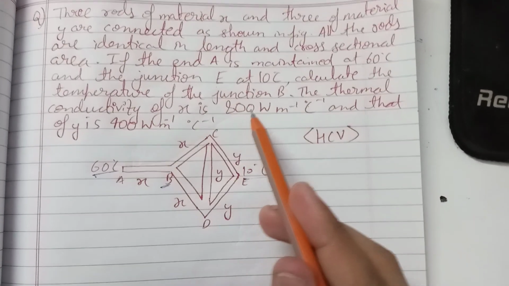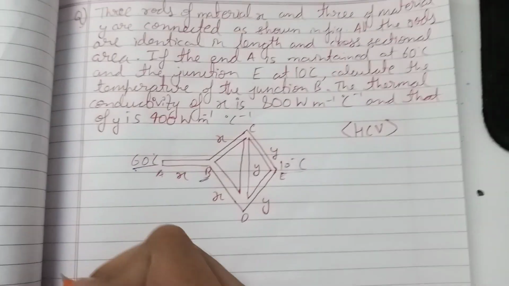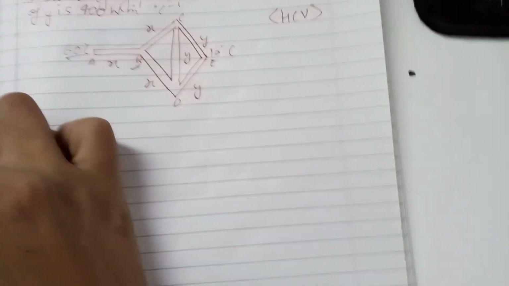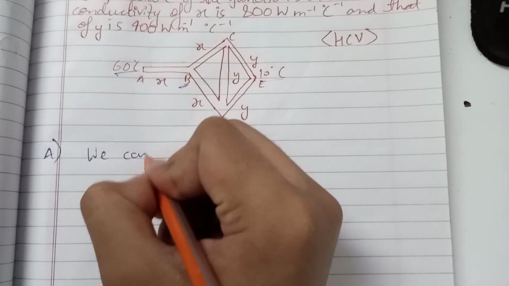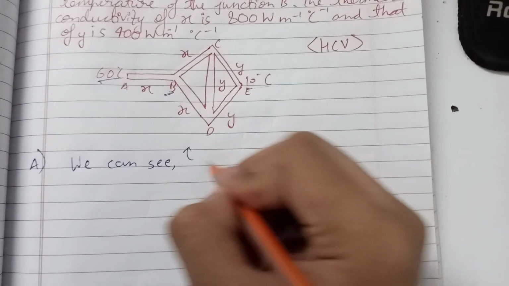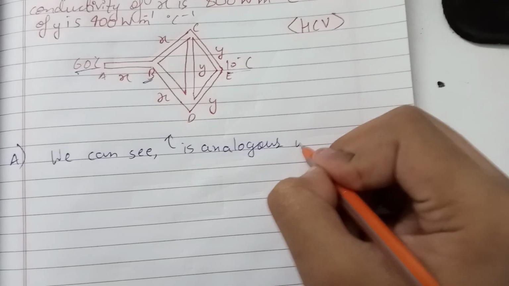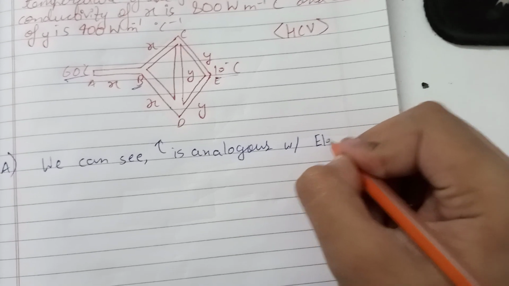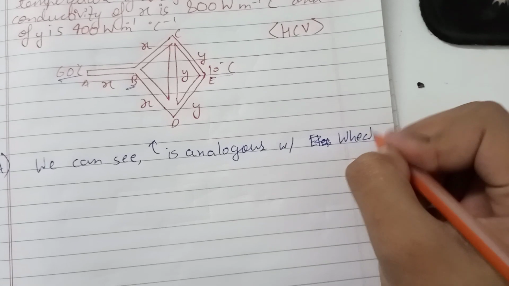The thermal conductivity of X is given and that of Y is given. Now let us see how we'll proceed with this question. So first we can see that this is analogous with a Wheatstone bridge.